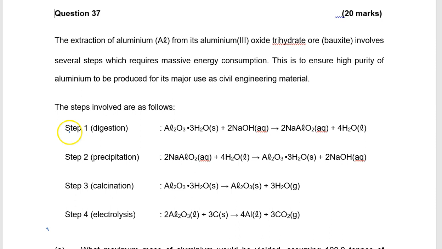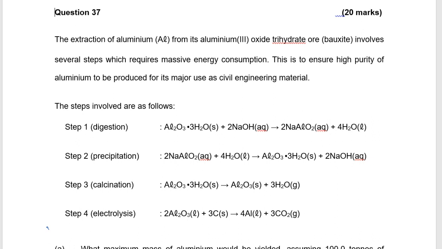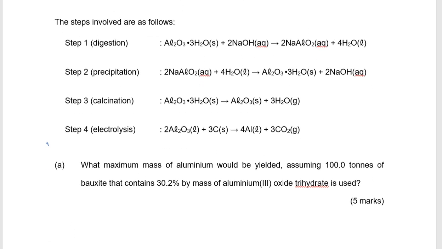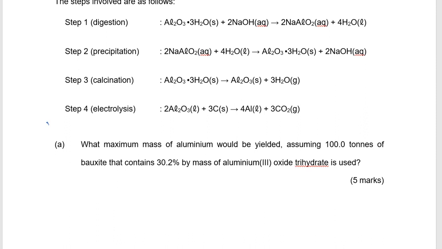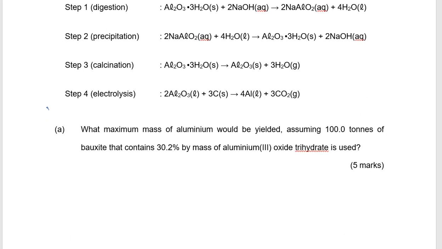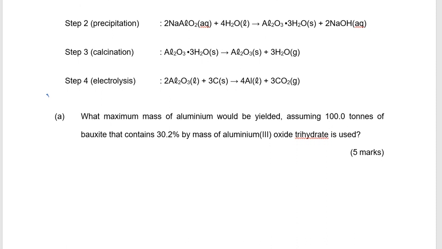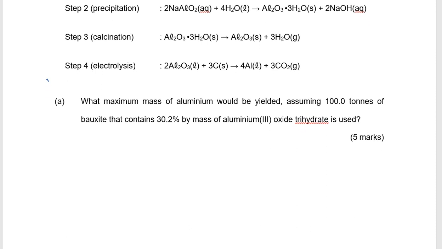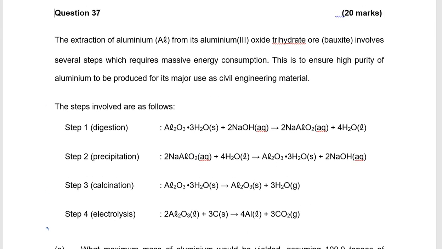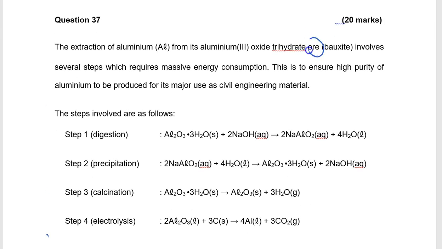You have step 1, step 2, step 3, and finally step 4, which is the electrolysis. Now, the first question is asking for the maximum mass of aluminium that can be yielded, assuming 100 tons of bauxite that contains 30.2% by mass aluminium oxide trihydrate is used. Now, remember when they say ore, it means the mineral is impure. There might be other minerals or other substances apart from this aluminium oxide trihydrate.